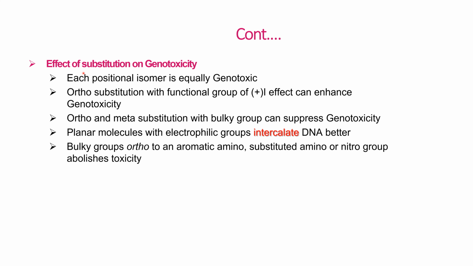Now the question is what is the effect of substitution on the genotoxicity of a molecule? Each positional isomer is not equally genotoxic in nature. Ortho substitution with functional groups of positive inductive effect can enhance genotoxicity. Ortho and meta substitution with bulky groups can suppress the genotoxicity of a molecule. Planar molecules with electrophilic groups intercalate DNA better. Bulky groups ortho to an aromatic amino, substituted amino or nitro group abolish toxicity.